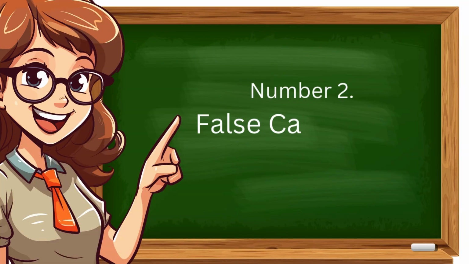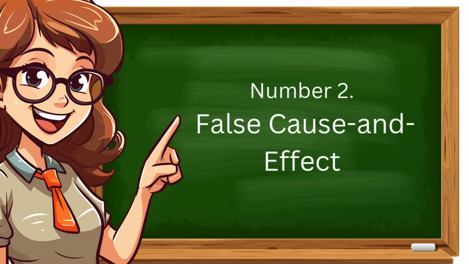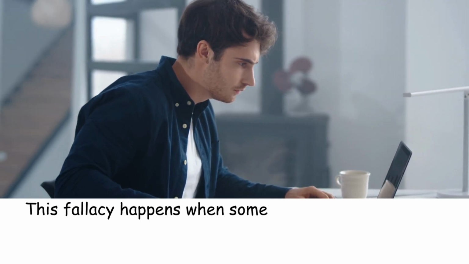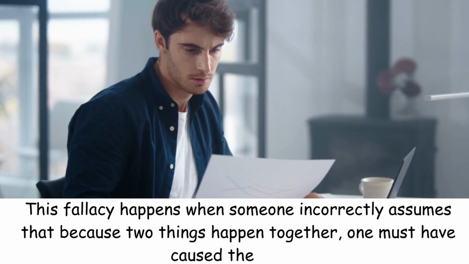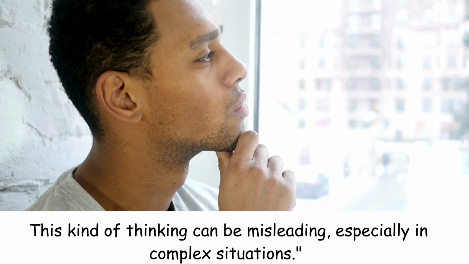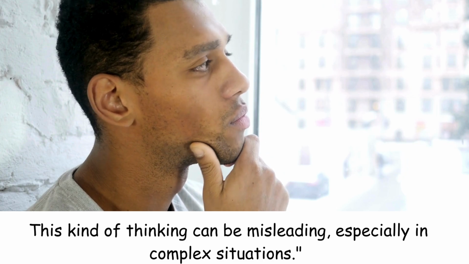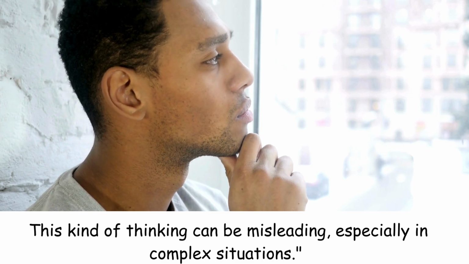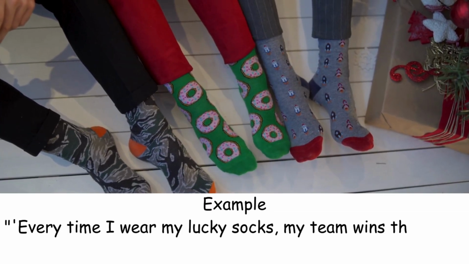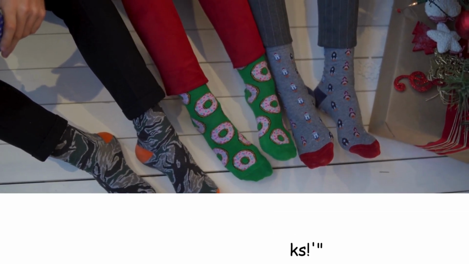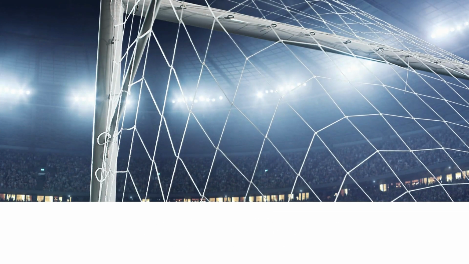Number 2. False cause and effect. This fallacy happens when someone incorrectly assumes that because two things happen together, one must have caused the other. This kind of thinking can be misleading, especially in complex situations. Example. Every time I wear my lucky socks, my team wins the game. It must be the socks.